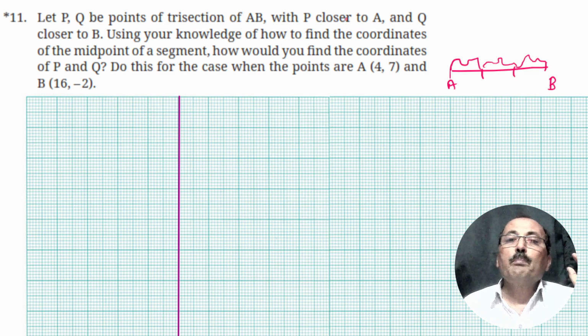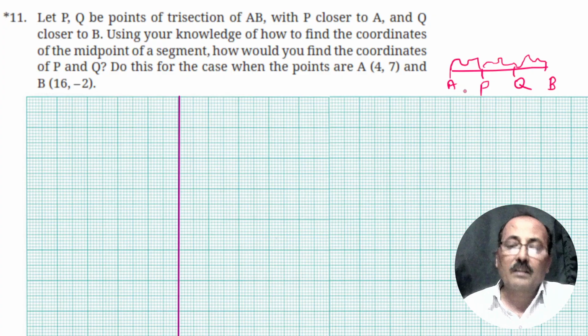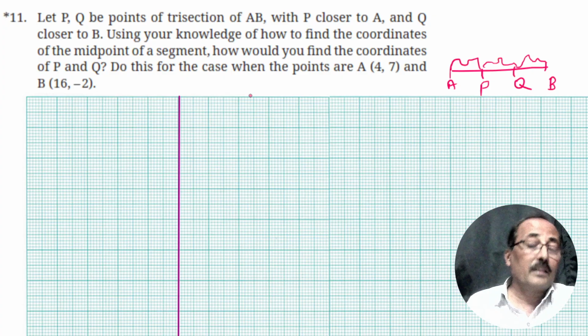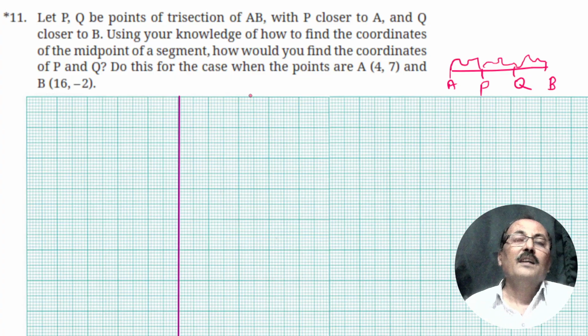Now what do they give? P is closer to A, that means this is P, and Q is closer to B. That's all. So the coordinates will be given, and you have to find out all these points, also by drawing the graph only. There are several methods, and all will be given later. Now let us use the graphical method.